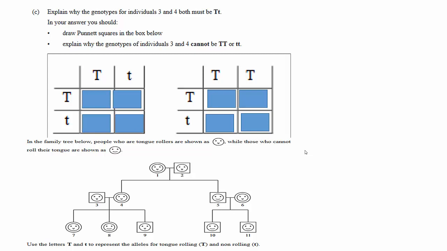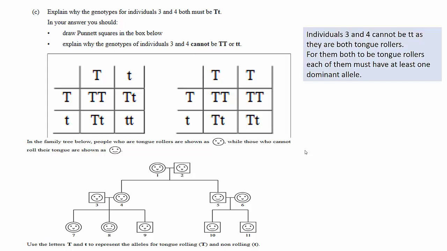So we need to focus on individual 8, because that must mean that that individual has got recessive alleles from somewhere. So if we cross 2 heterozygous people together, we get a 75% chance of being able to roll your tongue and a 25% chance of not being able to roll your tongue. So that accounts for individual 8. If we cross a homozygous dominant with a heterozygous, we get a 100% chance that the offspring can roll their tongue, which doesn't fit with individual 8.